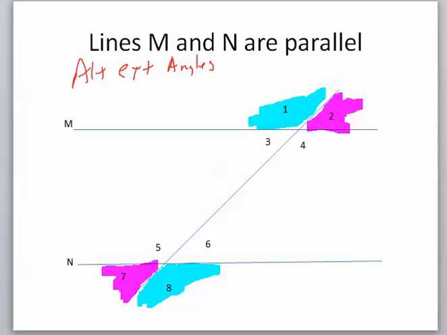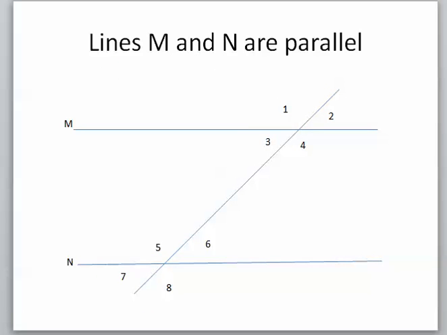And all three of these, the corresponding angles, the alternate interior angles, and the alternate exterior angles, are all congruent pairs of angles. That means the two angles are congruent to each other. One final set would be the same side interior angles.